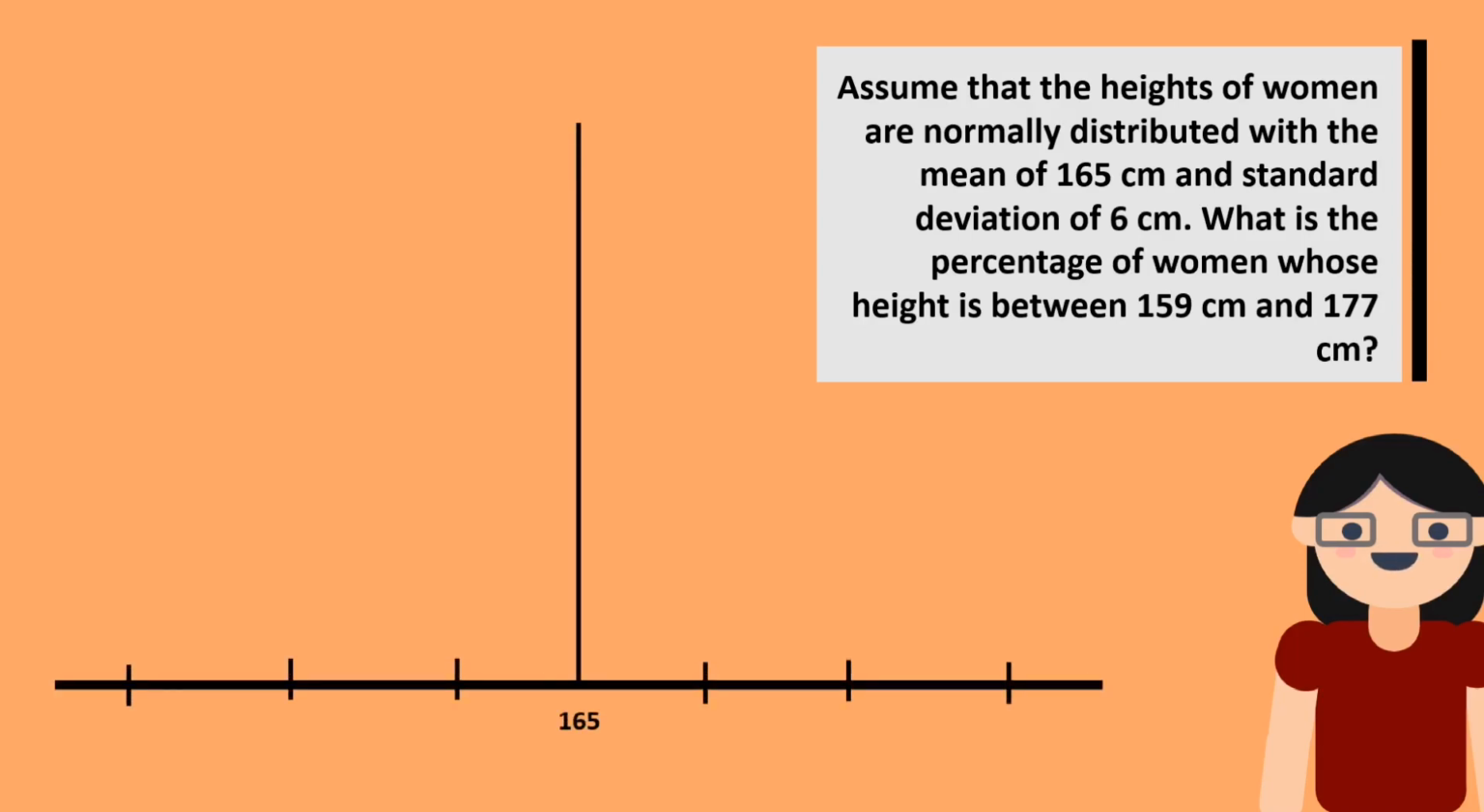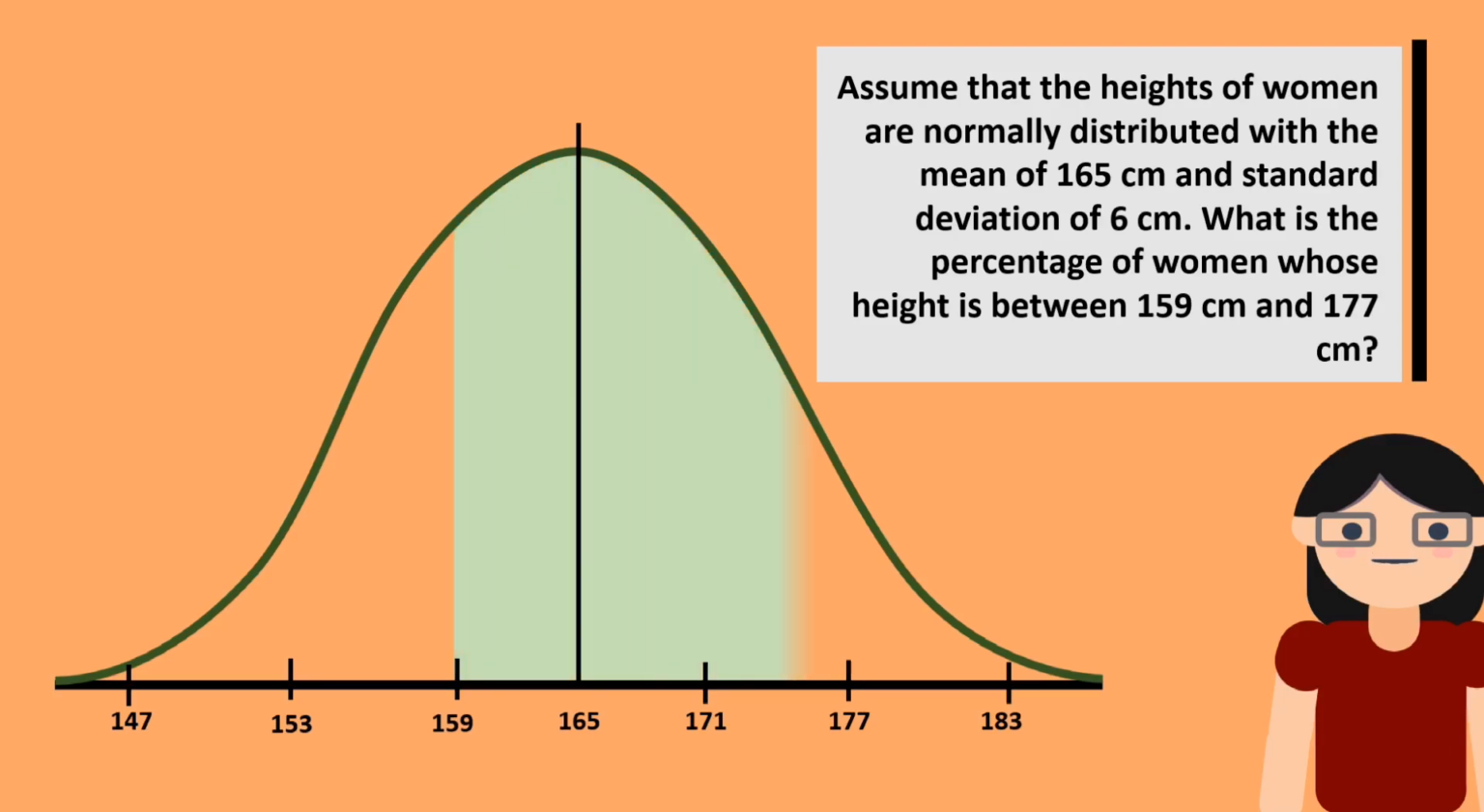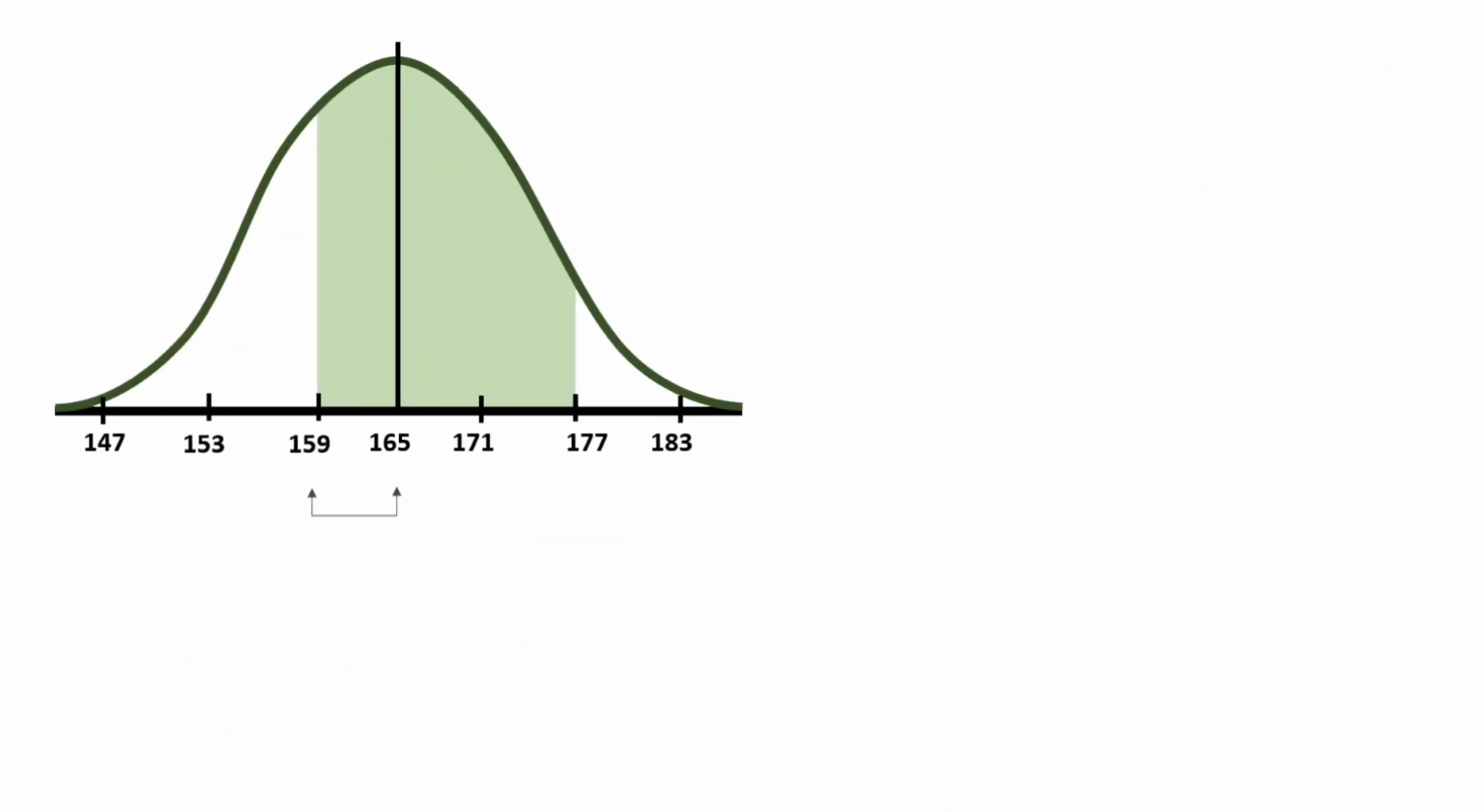Again, let us sketch the graph first. So we have a mean of 165 and one standard deviation away would be 159 and 171. 2 standard deviations away from the mean would be 153 and 177. Then 3 standard deviations away would be 147 and 183. 159 is located here, and we know 1 standard deviation away from the mean would give us 68% based on the empirical rule. So by dividing this, we'll get the value from 165 to 159, which will be 34%.